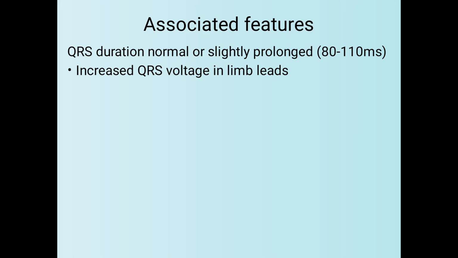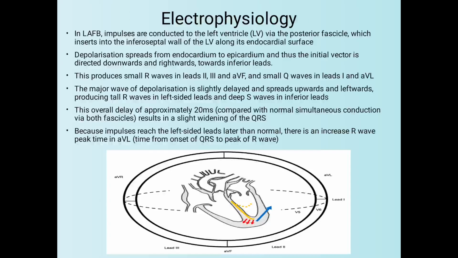The left anterior fascicular block may have associated features like QRS duration, which may be normal or slightly prolonged, and we can see increased QRS voltage in limb leads.